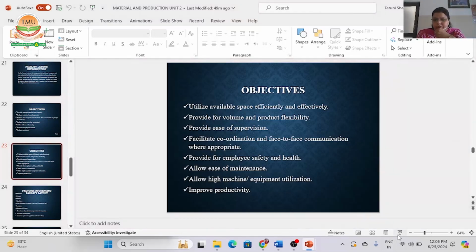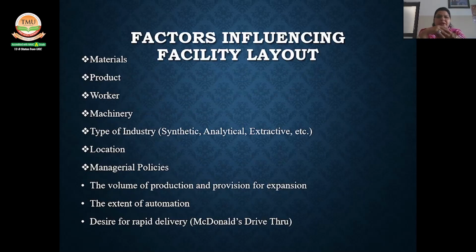Move towards the next slide. What are the factors that will influence the facility layout? So basically these are some factors which can affect facility layout. Number one is material. Number two is product. Number three is worker. Number four is machinery. Now, if we take the first thing in your mind, how can material influence facility layout? Just think over it.